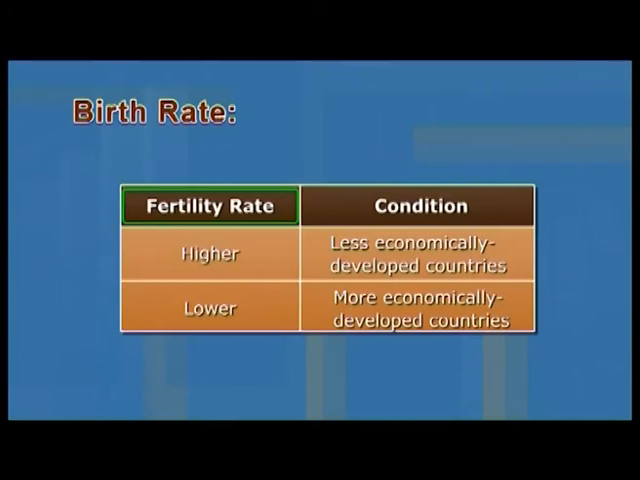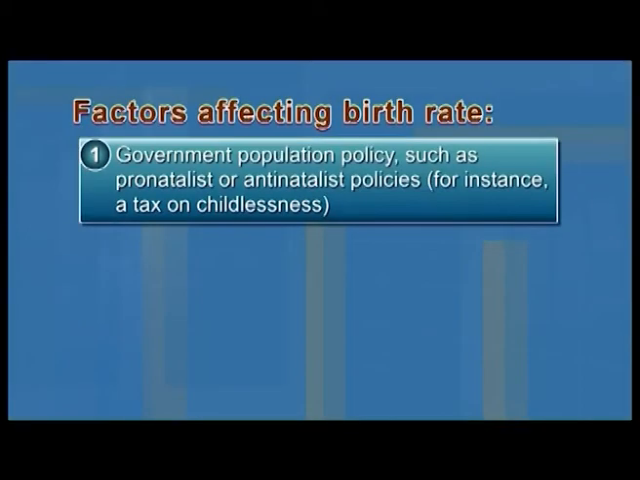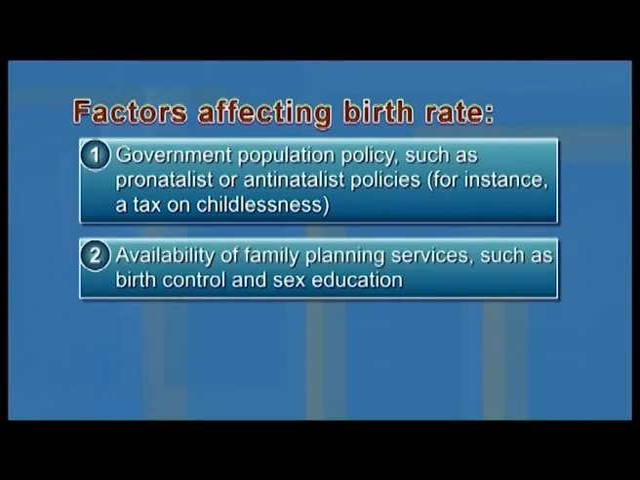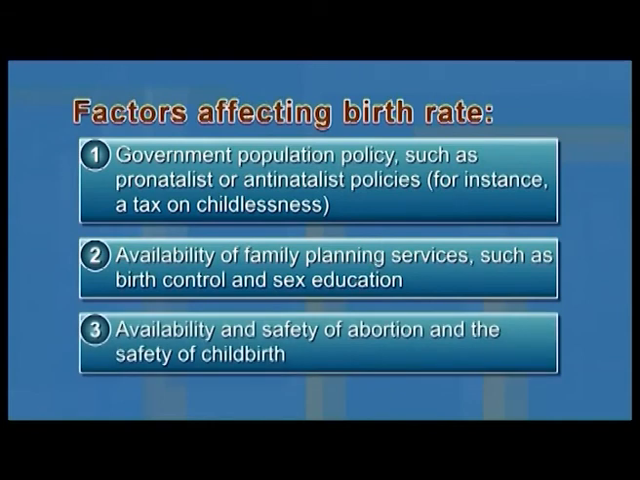Fertility rates tend to be higher in less economically developed countries and lower in more economically developed countries. Factors affecting birth rate are as follows. Government population policy, such as pronatalist or antinatalist policies, for instance, a tax on childlessness. Availability of family planning services, such as birth control and sex education. Availability and safety of abortion and the safety of childbirth.